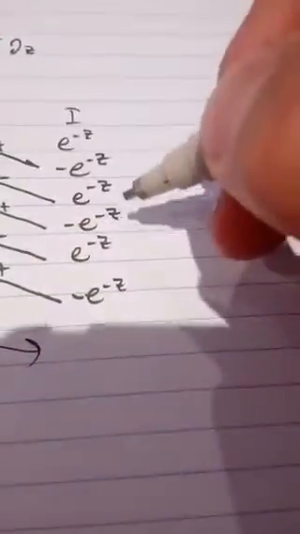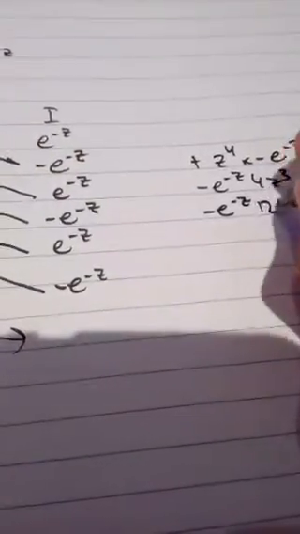and then it's minus e to the minus z times 4z cubed, and then it's plus minus e to the minus z times 12z squared.